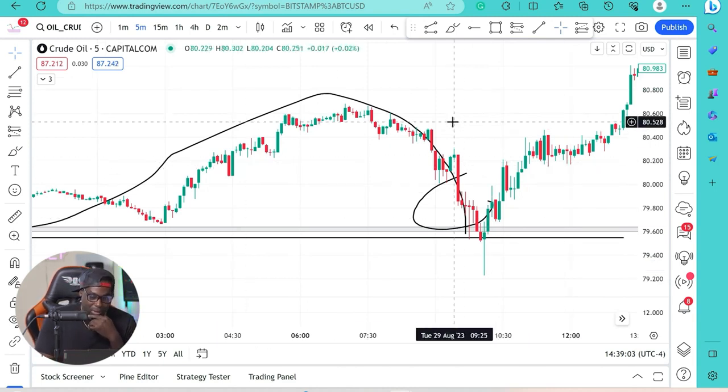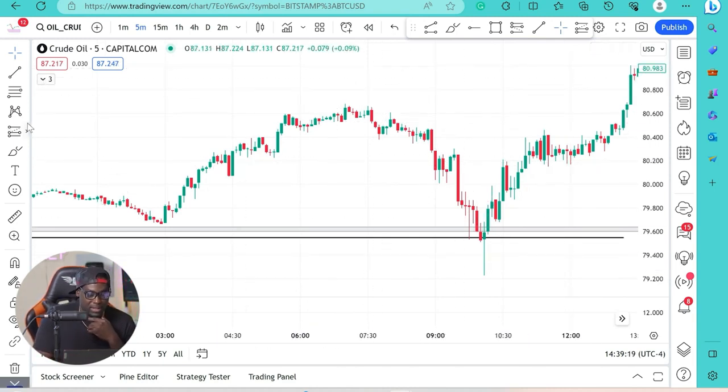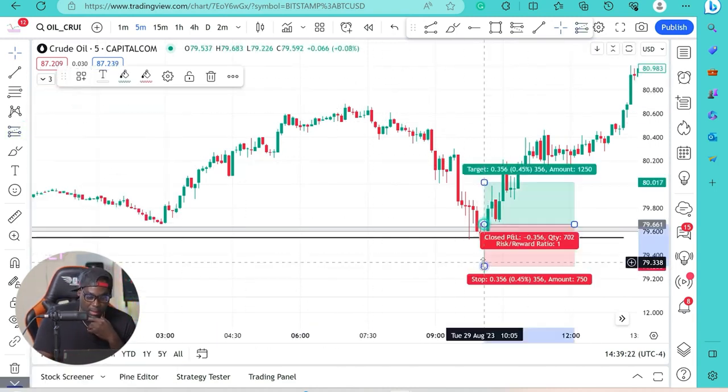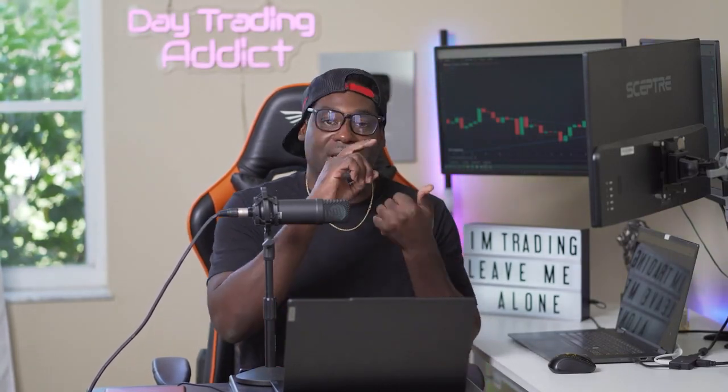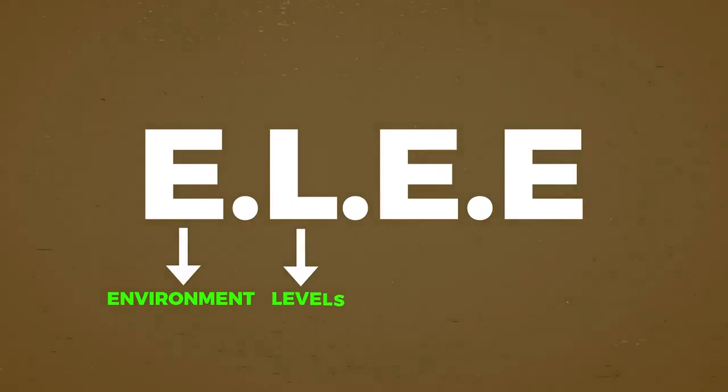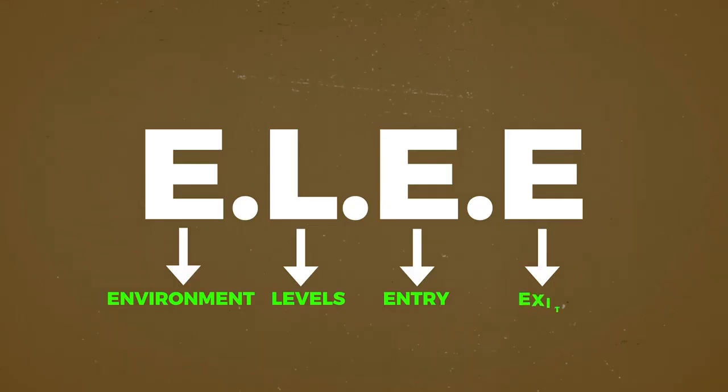Now we want to get in, okay? So let's get in. So I'm going to get in as soon as the market goes above that bar and put my stop loss below the setup bar. You can put your stop loss whatever you want. I'm just giving you what I do most of the time. So right here, now, since we have the environment, E, we have the level, L, we have E, entry. Now we have to go to the last one, which is E, exit, right?